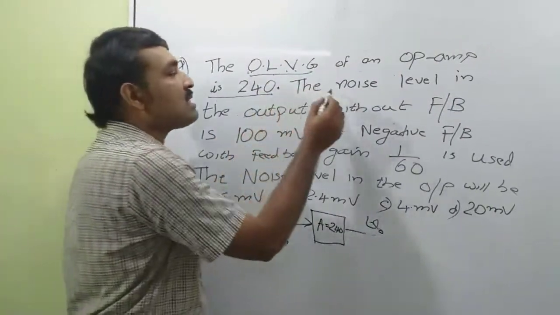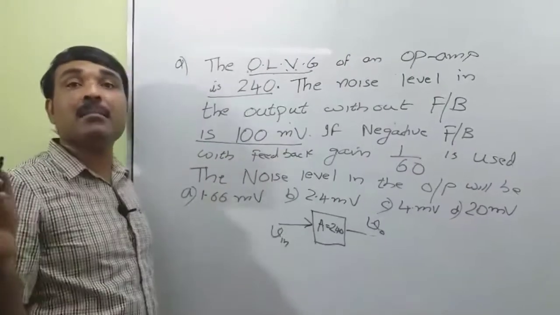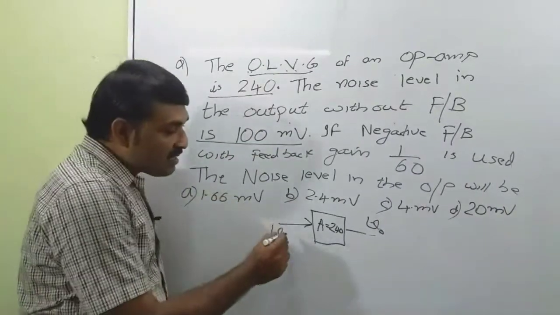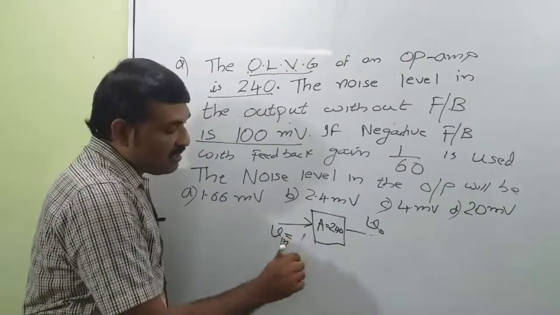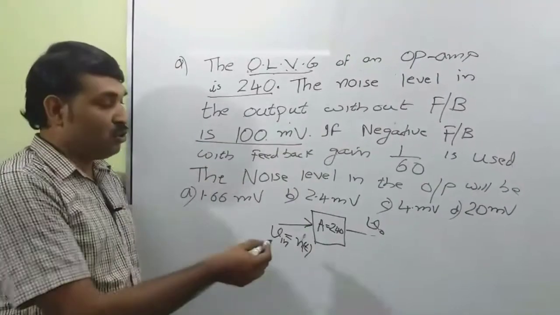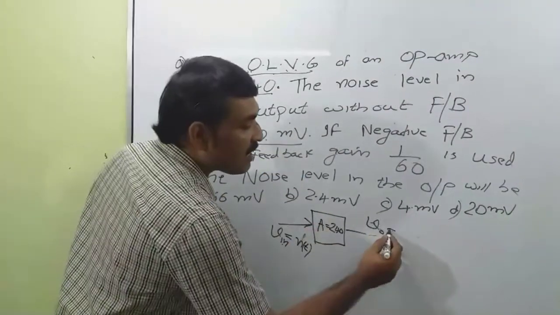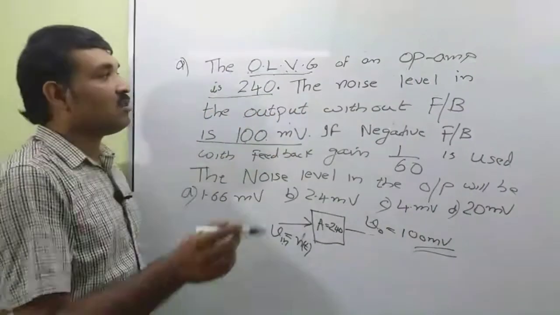Now the noise level of the output without feedback is 100 millivolt. So that is given, suppose the input is a noise input, a disturbance input, let it be N of t. And then the output without input due to this noise is 100 millivolt. Okay, so this is the statement.